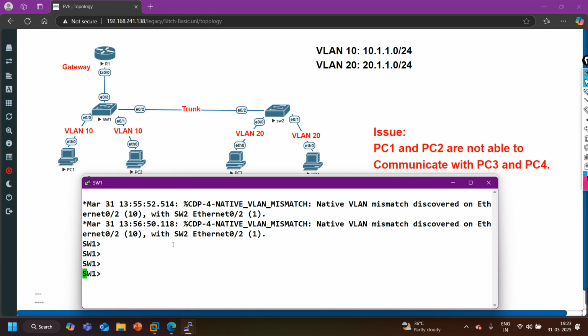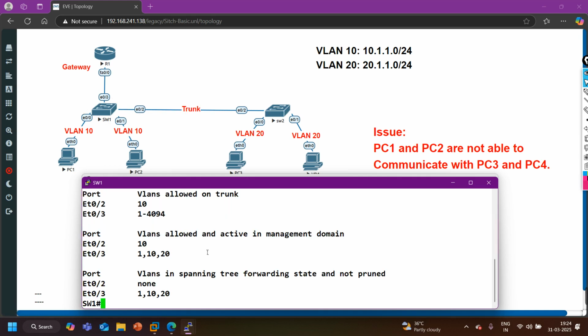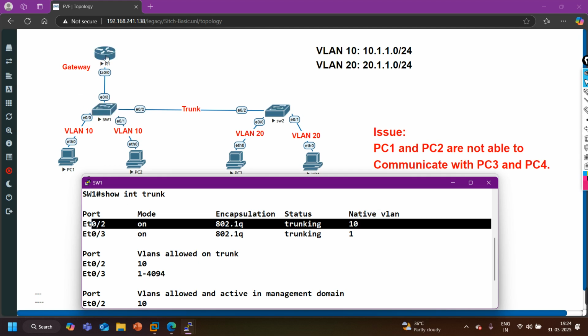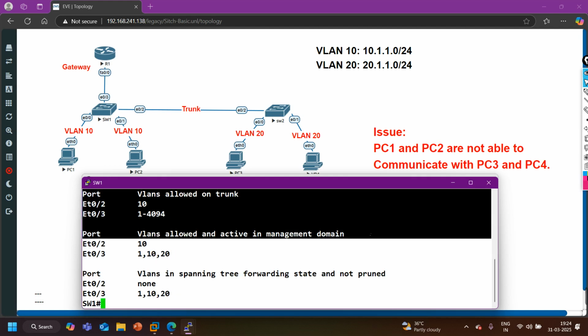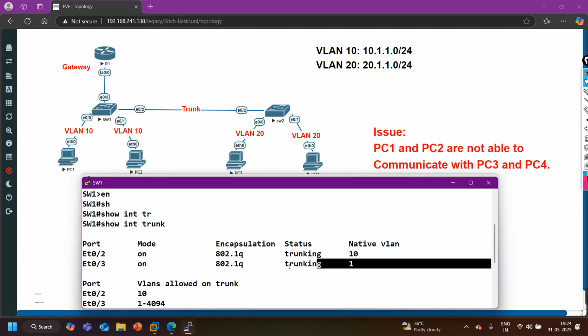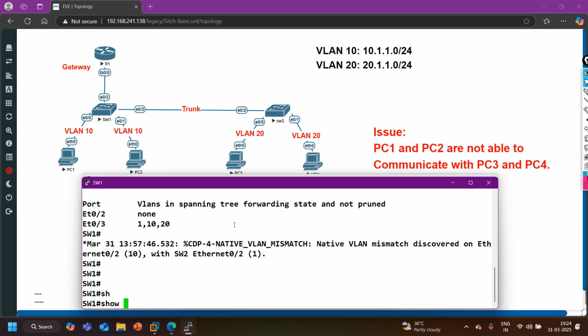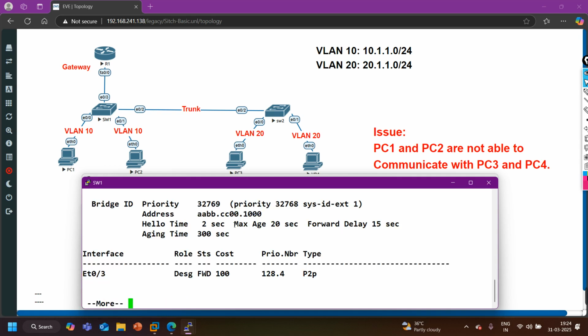Let me verify what the native VLAN is over here. We can run the command show interface trunk. So here the native VLAN is, you can see guys, VLAN 10 on the 0/2 interface. On the 0/2 interface native VLAN is 10 and 0/3, which is connected to the router, is using native VLAN 1. Okay, fine.